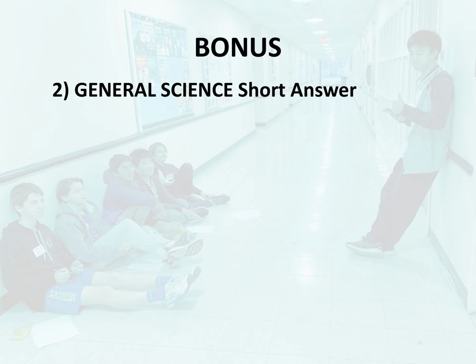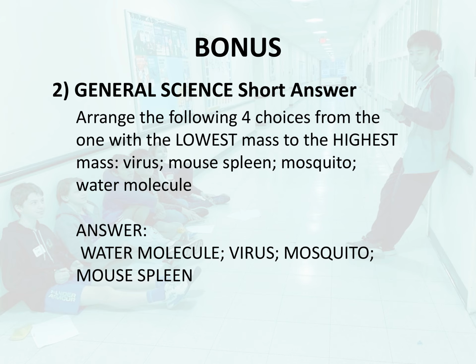Bonus 2. General science. Short answer. Arrange the following 4 choices from the one with the lowest mass to the highest mass: virus, mouse spleen, mosquito, water molecule. Answer. Water molecule, virus, mosquito, mouse spleen.